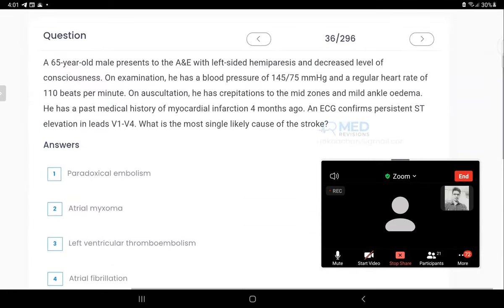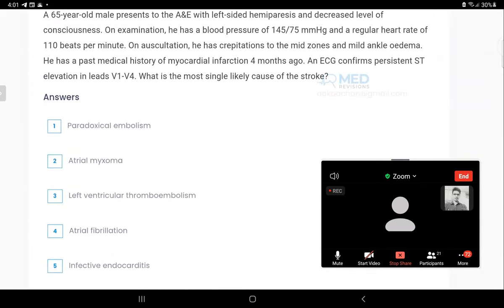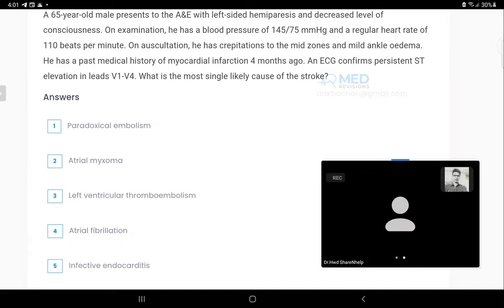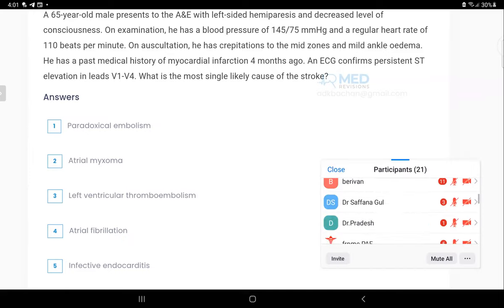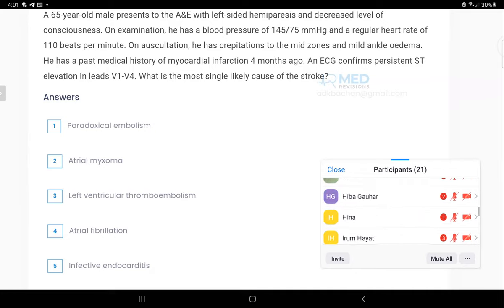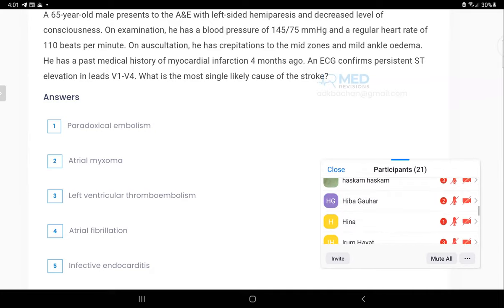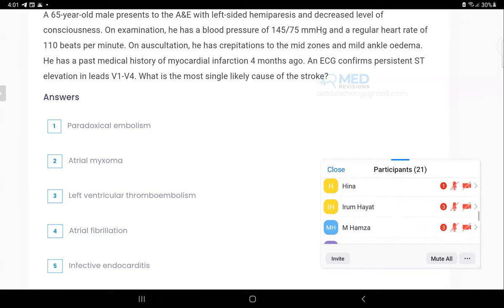Okay. So again, you guys have 30 seconds to answer this one. Be very careful in answering this. You guys have around 30 to 40 seconds to answer this. I'm sure you guys can do it. I need all of you to answer Dr. Sheila, Dr. Brivin, Dr. Behar, Dr. Hina, Dr. Safana, Dr. Anna, Dr. Pradesh, Dr. Haskam. Dr. Haskam, did you get your answer? Dr. Hiba? Dr. Iram, you guys aren't answering. Dr. Hamza.